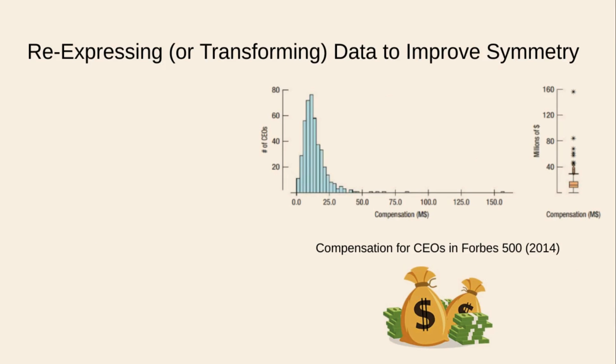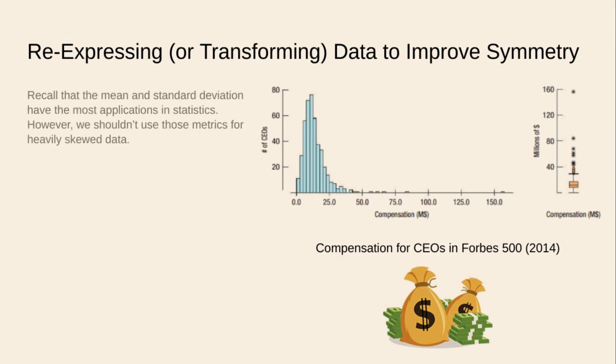All right, now we're going to talk about re-expressing or transforming data to improve symmetry. Okay. Personally, this is among my favorite things we do in statistics. I think it is so cool. So if I nerd out about transforming data, re-expressing data a little bit too much, forgive me. I think this is one of the coolest things you can do in statistics.